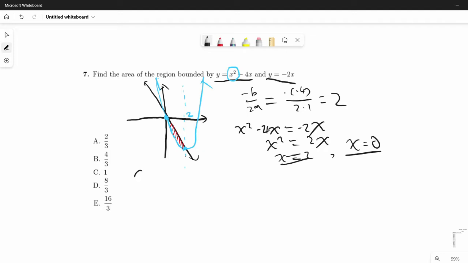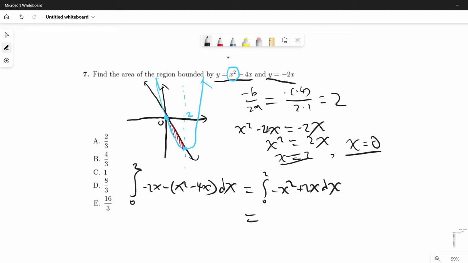So we have top minus bottom, negative 2x minus (x squared minus 4x), of course dx. The intersections of the two functions we calculated will be our limits of integration, from 0 to 2. So here, simplify a little. Bring the x squared term up front, and this will be plus 4x, so minus x squared plus 2x dx.